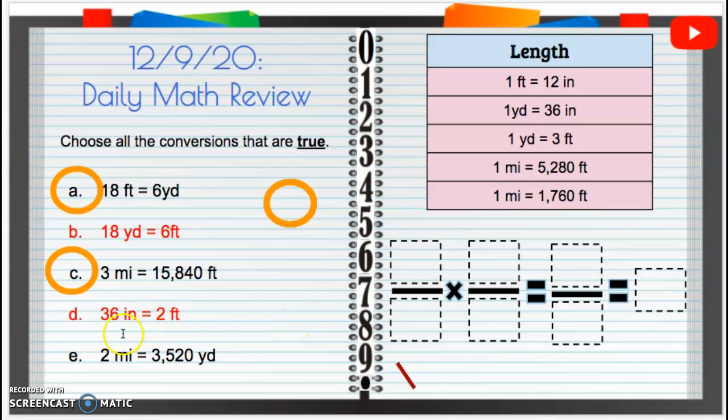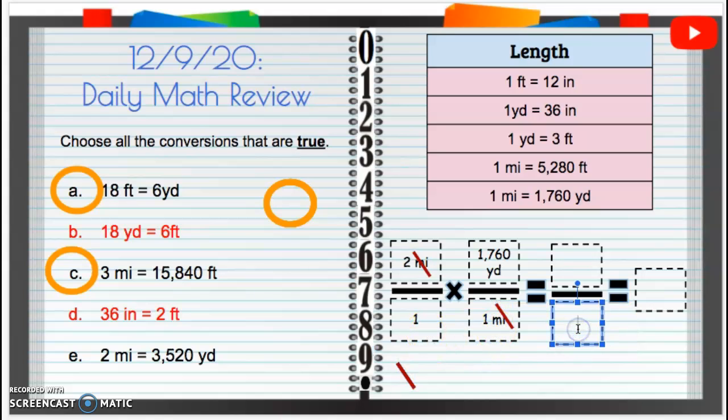All right, last but not least, let's take a look at E. So we have 2 miles. We're going to put that over 1. Let's see how many yards it equals, if it equals that many yards. So we're trying to go from miles to yards, and we're trying to get rid of the miles. So yards and miles, miles, and whoops, this should be yards. All right, so 1 mile equals 1,760 yards.